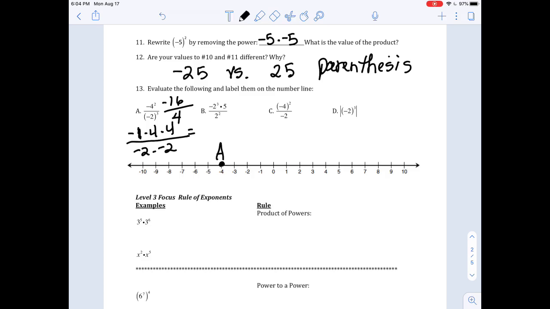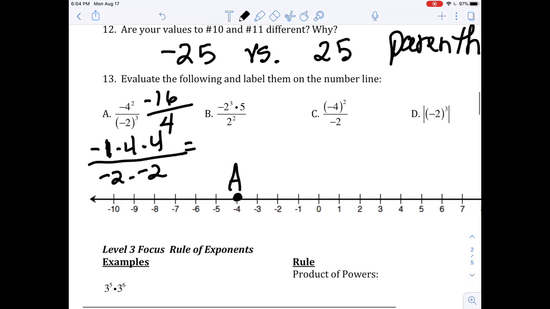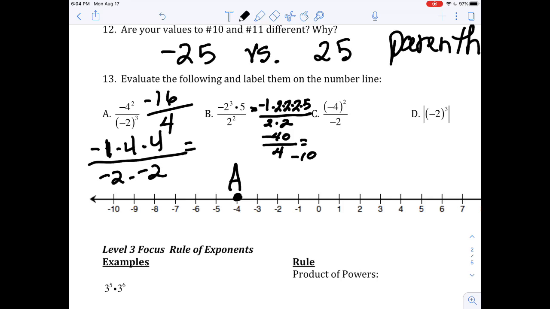In B, we have -2 raised to the third times 5, but that is not the quantity -2, so we're not using -2 as the base. That is -1 multiplied by 2 three times, multiplied by 5 over 2 times 2. In the numerator, that's going to be -40, and in the denominator, it's going to be +4, and that gives you -10. So down here at -10, I'm going to put B.